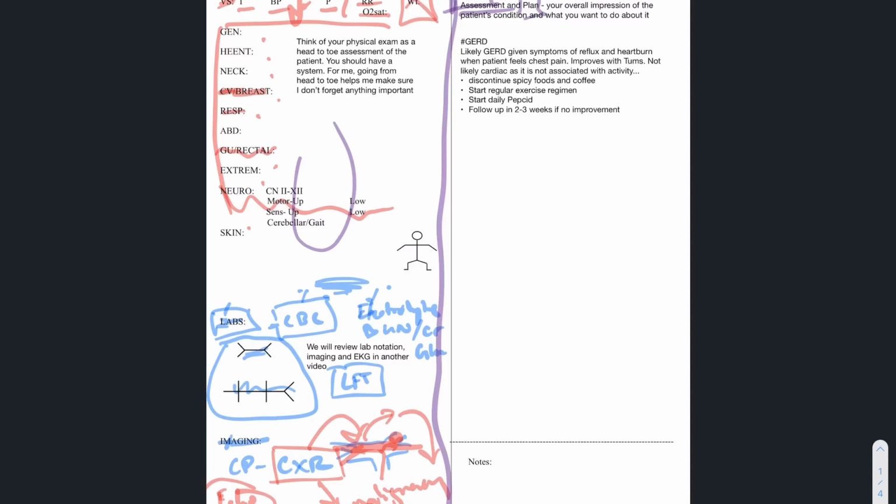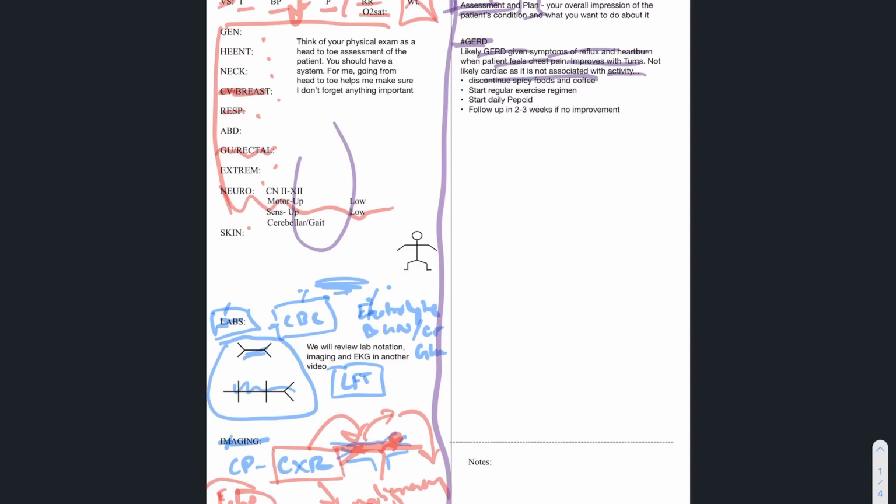So in this example, I talked about GERD, which is gastroesophageal reflux disease. So it's basically reflux and heartburn. And so the assessment is like likely GERD given symptoms of reflux and heartburn, when patient feels chest pain. So that tells you, it's probably not cardiac if they're feeling heartburn at that time. Improves with Tums. If their chest pain improves with Tums, it's probably not cardiac. Not likely cardiac. It's not associated with activity, and you can talk about, no significant risk factors for the patient, blah, blah, blah.